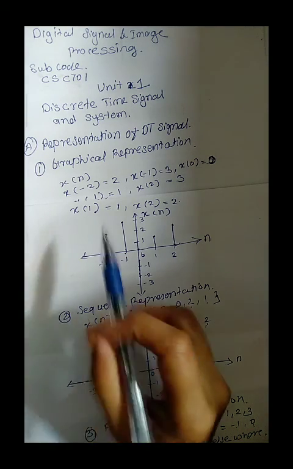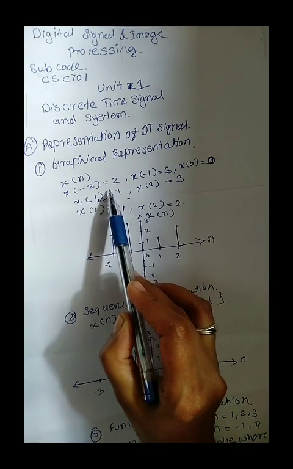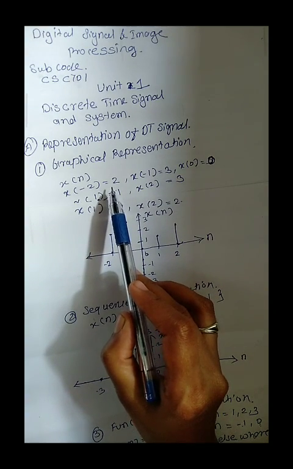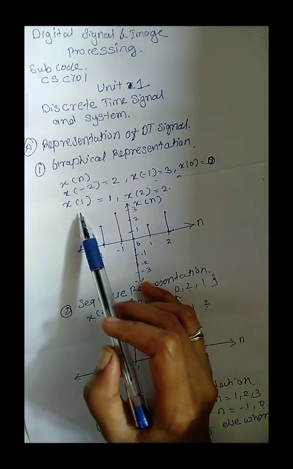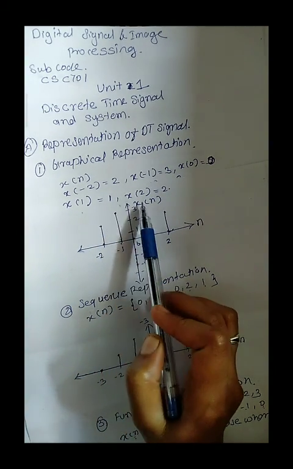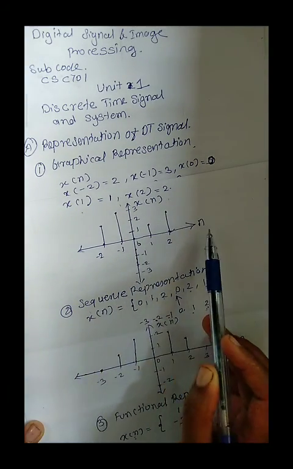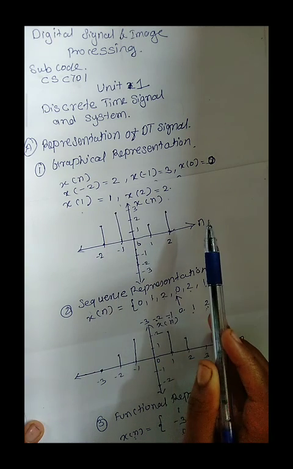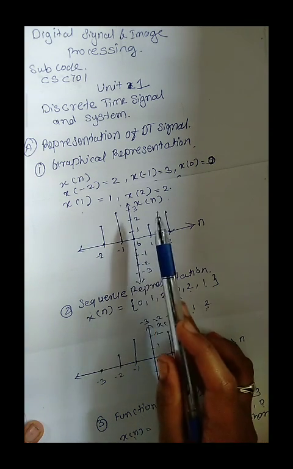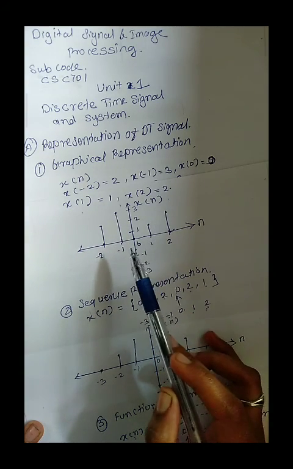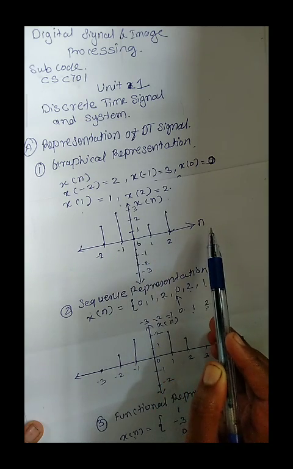See in the first example, x of minus 2 is equal to 2, x of minus 1 is equal to 3, x of 0 is equal to 1, x of 1 is equal to 1, and x of 2 is equal to 2. See the graph. This is the x-axis, this is the y-axis. The x-axis represents n, and x of n is a function.